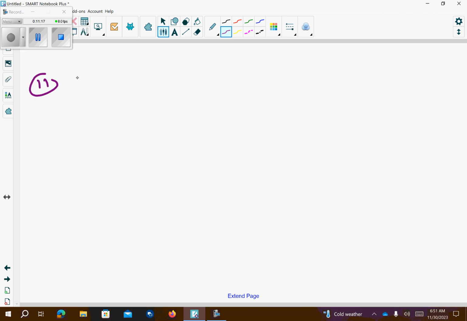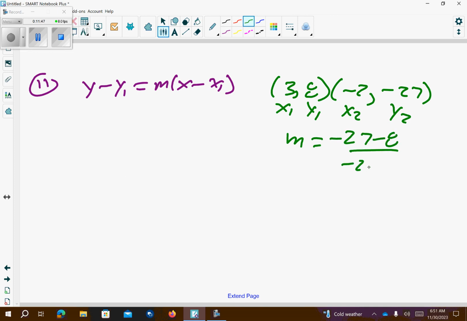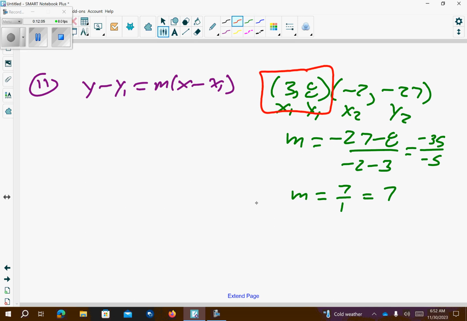Number 11. Write the equation in point slope form. So point slope is this. And let's see. We have these points given, 3, 8 and negative 2, negative 27. So let's find the slope first. So my slope is going to be y2 minus y1 over x2 minus x1. That's going to give me negative 35 on top over negative 5. So my slope is going to reduce to 7 over 1. We can also make that just 7. That's fine. From here, let's go ahead and use point slope. So I'm going to use that point. So y minus y1 equals m times x minus x1.